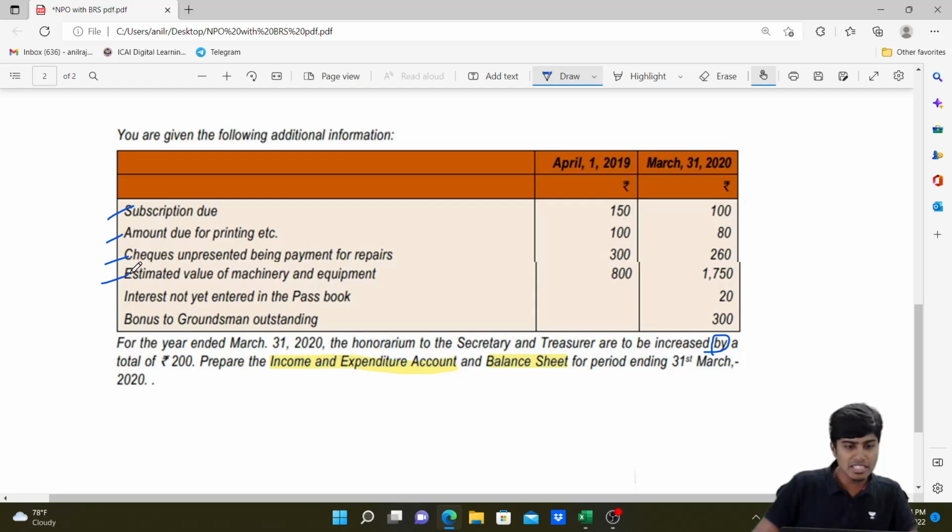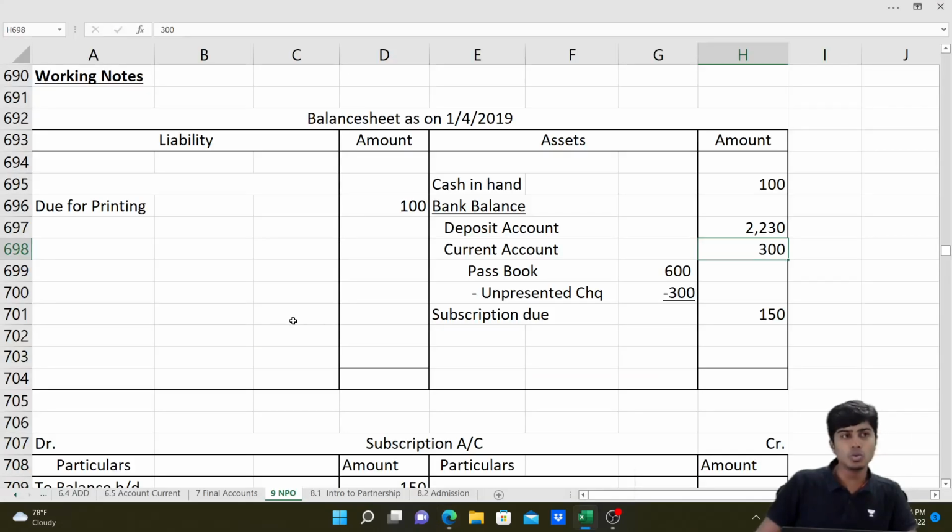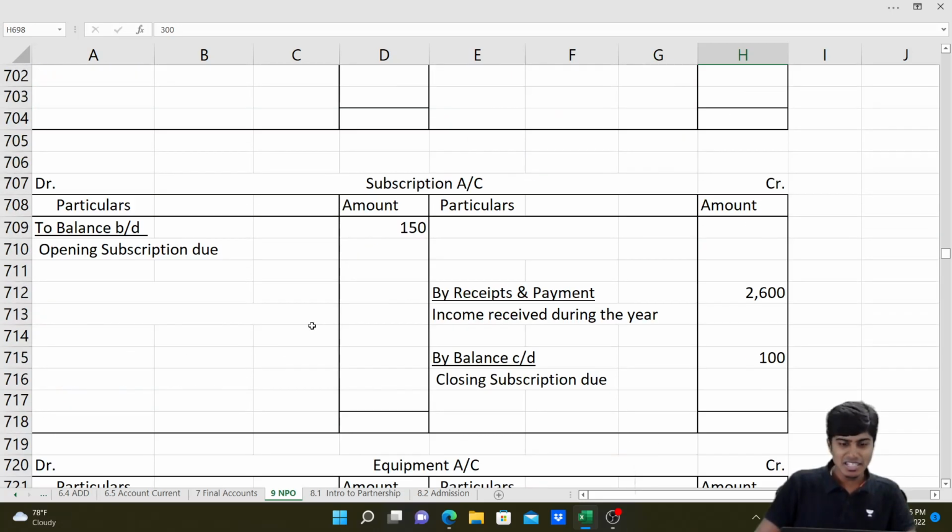So then we have estimated value of machinery and equipment, which is 800 opening and 1750 closing. So this would come out two places. One, we would write this 800 and 1750 in our opening and closing balance sheet. And next, we would write both of these in our equipment account as opening and closing balances as well. Shall we write this?